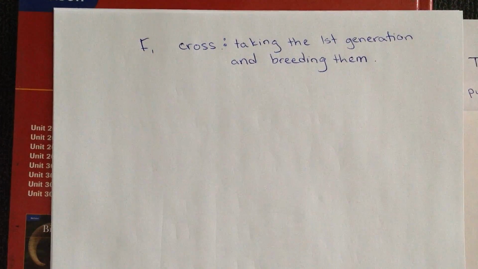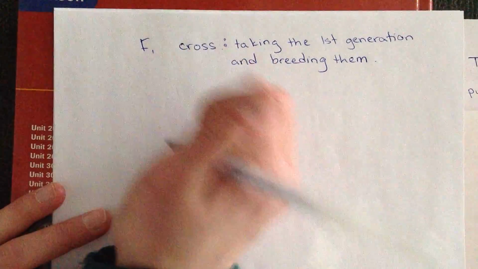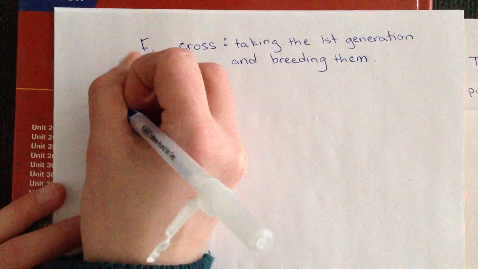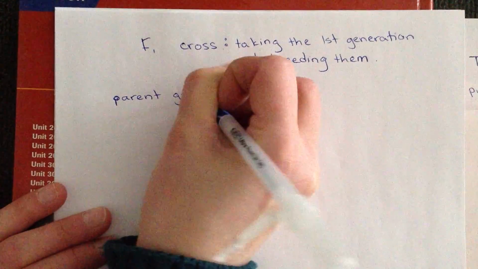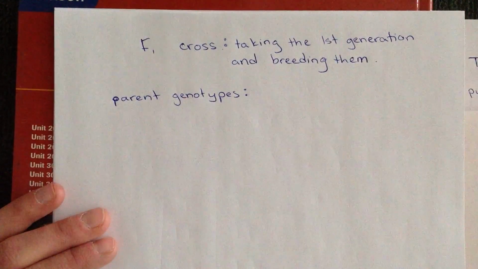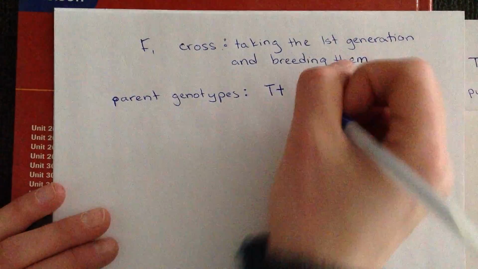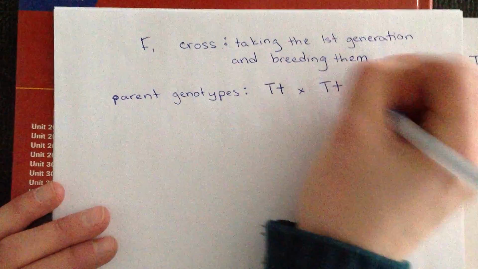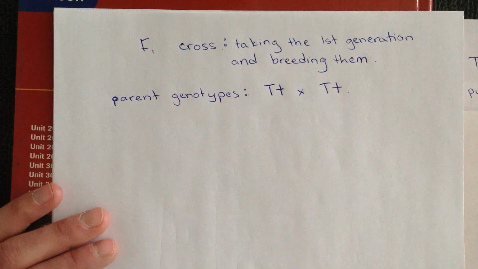Okay, so we're going to break this down again. So if I were to take the F1 cross, my parent genotypes, but of course this is the F1 parents, what would the genotypes of the F1 parents be? We would have big T and little t times a big T and another little t. So these are two tall plants, but at this point now they are heterozygotes.